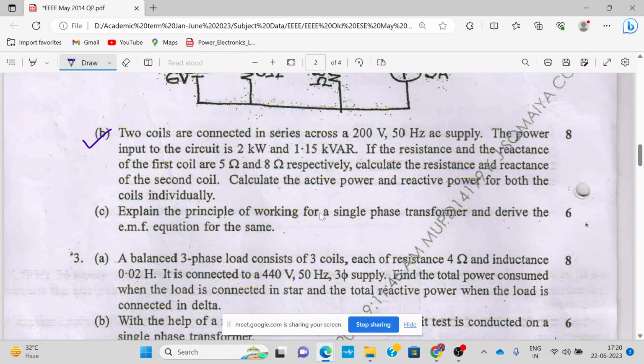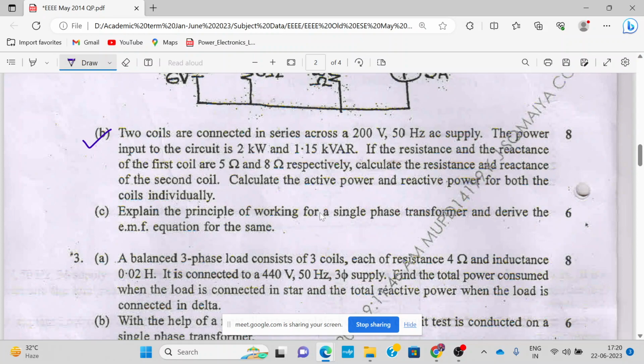Two coils are connected in series across a 200 volt 50 hertz AC supply. Okay, the coil means it will have a resistance and it will have a reactance. Either it will be an inductive reactance or capacitive, we don't know. The power input to the circuit is 2 kilowatt and 1.15 kVAR.